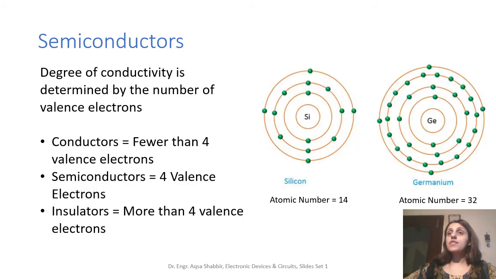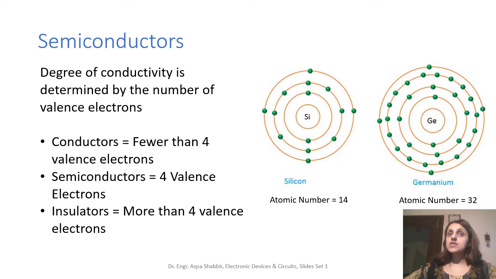Over here, we look at the atomic structure of the two more well-known semiconductor materials, which are silicon and germanium. Silicon has an atomic number of 14, whereas germanium has an atomic number of 32. Despite different atomic numbers, these two semiconductor materials, or even other semiconductor materials, have one thing in common, and that is 4 valence electrons. So from this, I even take the liberty to comment over here that semiconductors are basically elements from the 4th group of the periodic table.